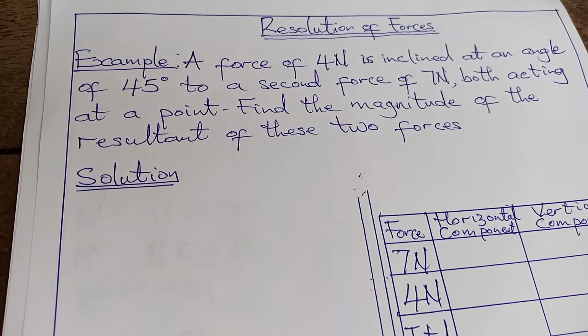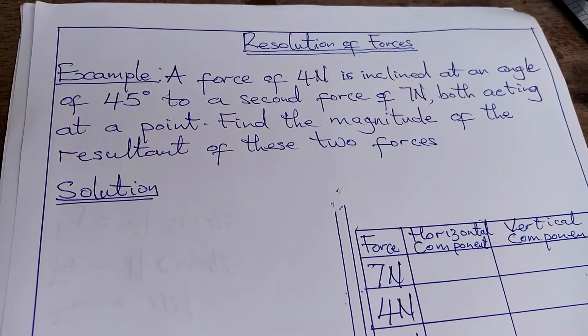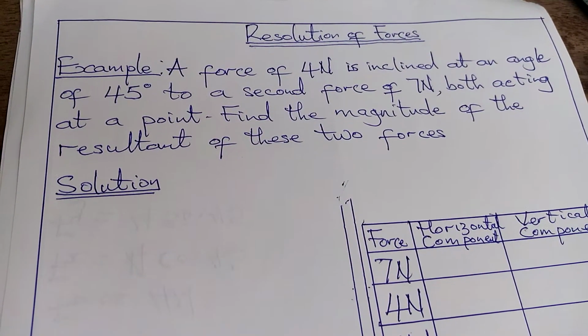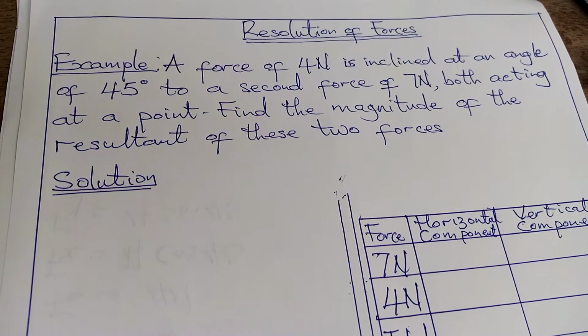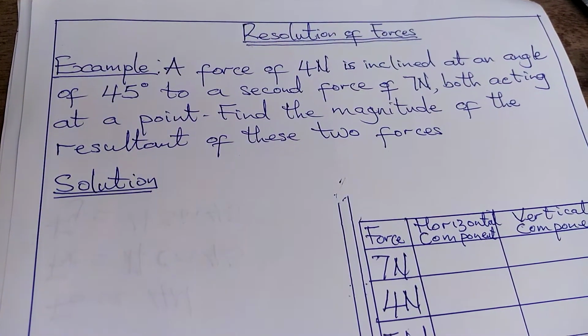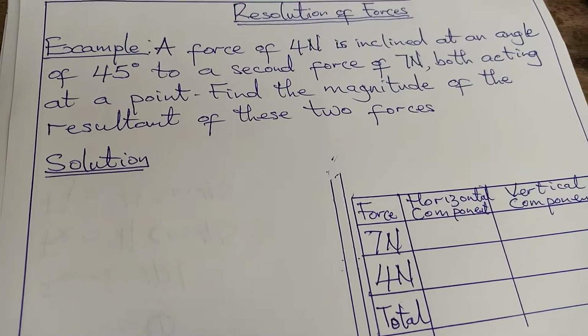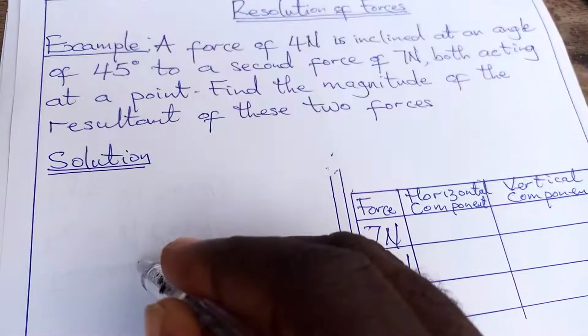Okay, let's solve this example. A force of 4 newtons is inclined at an angle of 45 degrees to a second force of 7 newtons, both acting at a point. Find the magnitude of the resultant of these two forces.